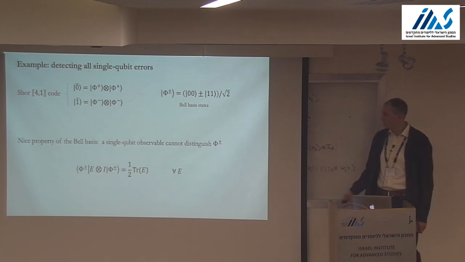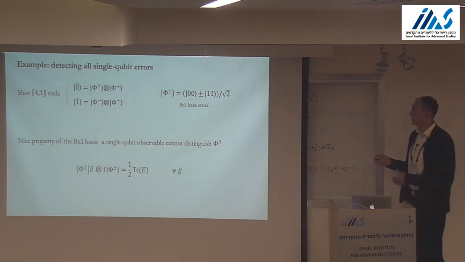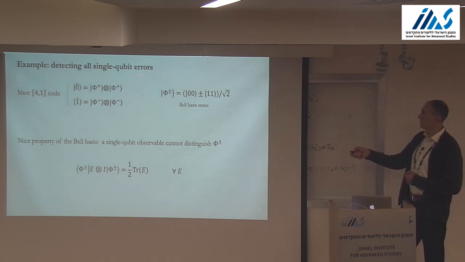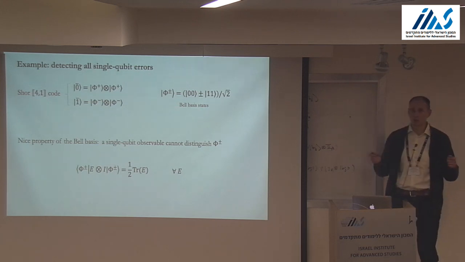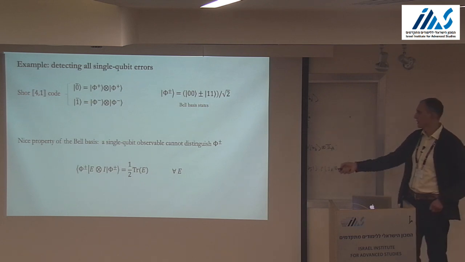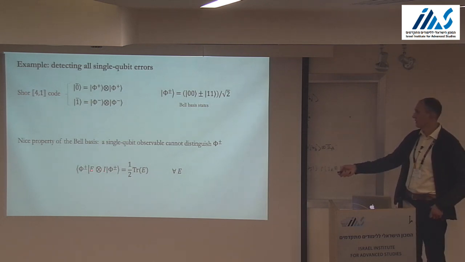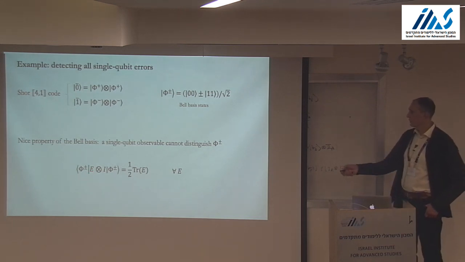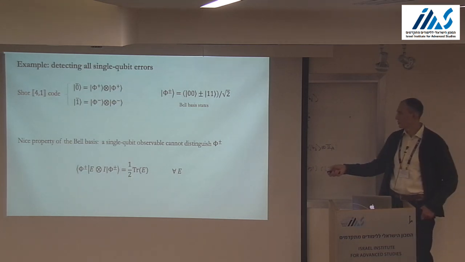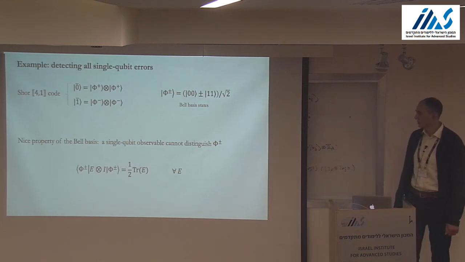And I will use a certain nice property of the Bell basis. Namely, it's not possible to distinguish phi plus and phi minus by looking just at a single qubit. Say if our error acts non-trivially only on qubit 1, then it has the same expected value on phi plus and phi minus. So it's not possible to distinguish these states by looking just at 1 qubit.